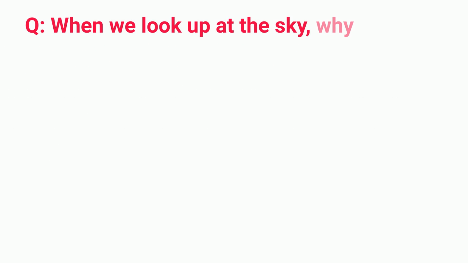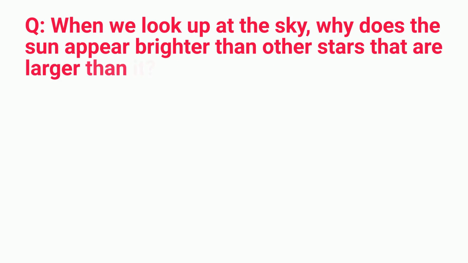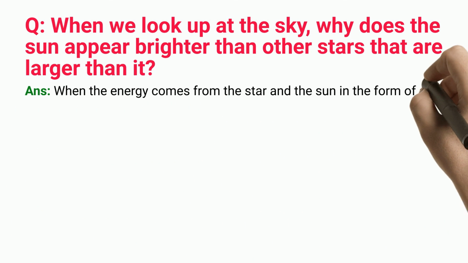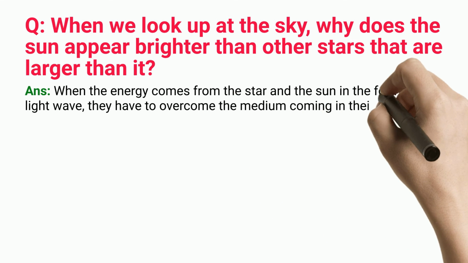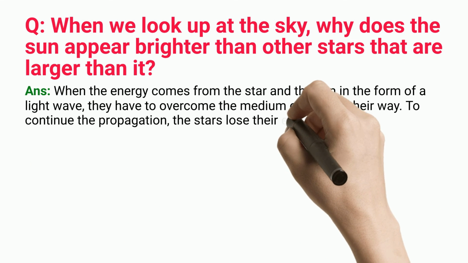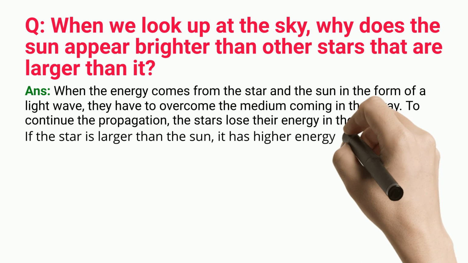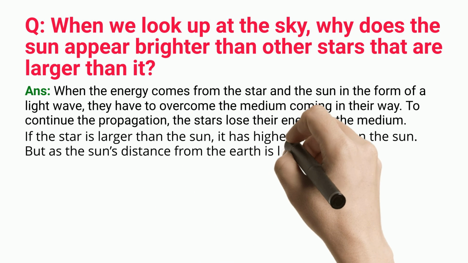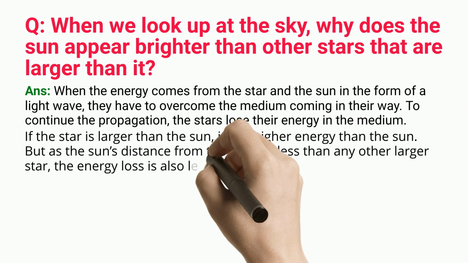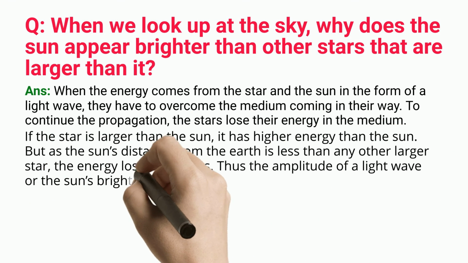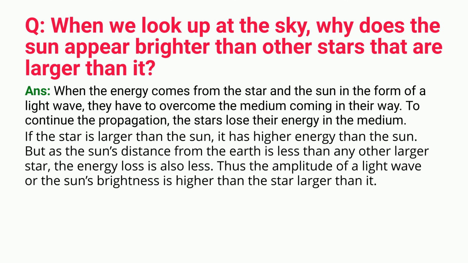Question: when we look up at the sky, why does the sun appear brighter than other stars that are larger than it? When the energy comes from the star and the sun in the form of a light wave, they have to overcome the medium coming in their way. To continue the propagation, the stars lose their energy in the medium. If the star is larger than the sun, it has higher energy than the sun. But as the sun's distance from the Earth is less than any other larger star, the energy loss is also less. Thus the amplitude of a light wave or the sun's brightness is higher than the star larger than it.